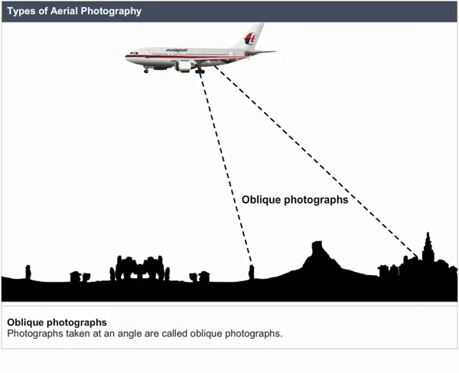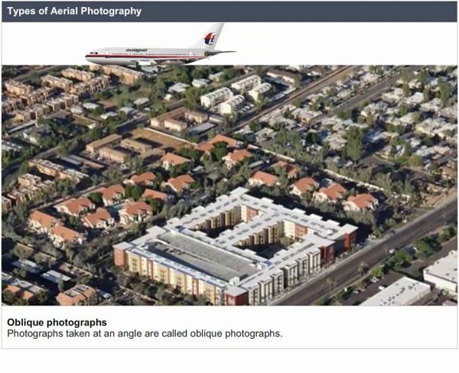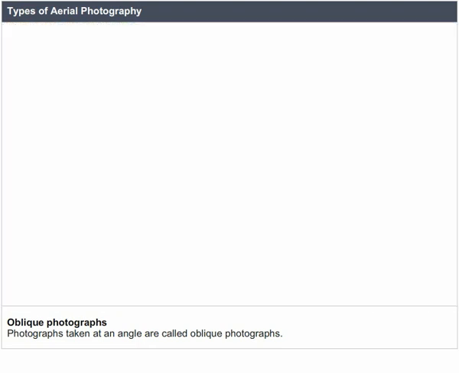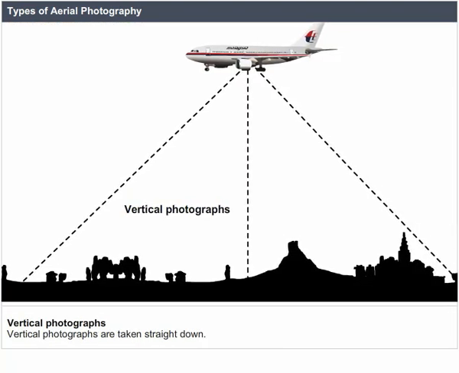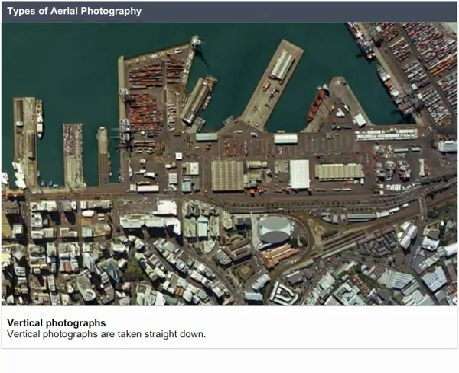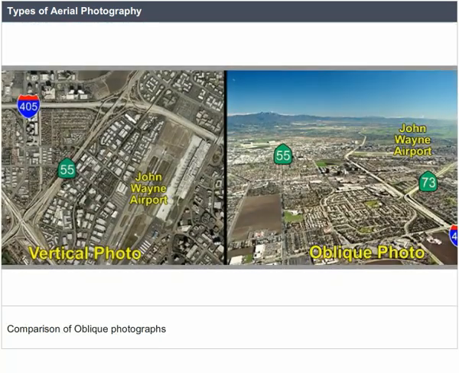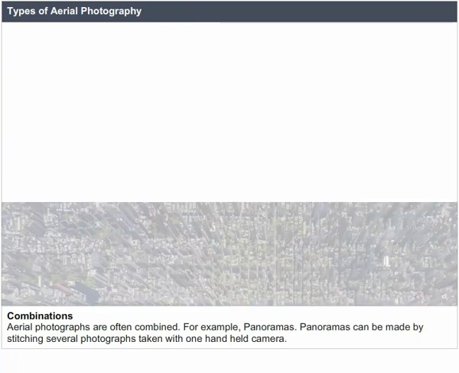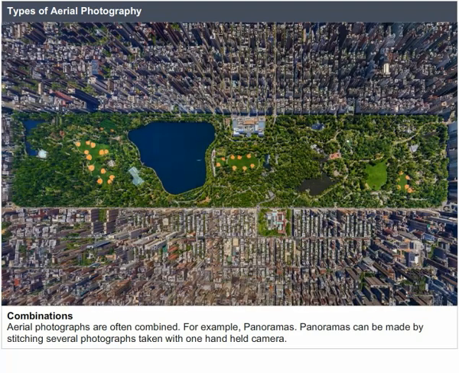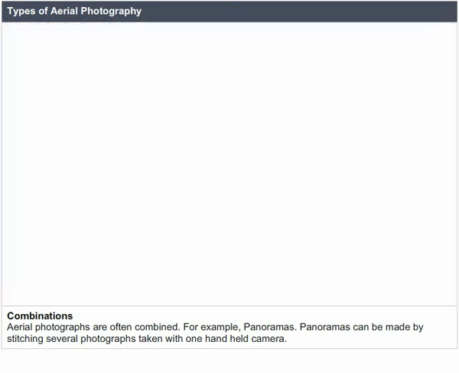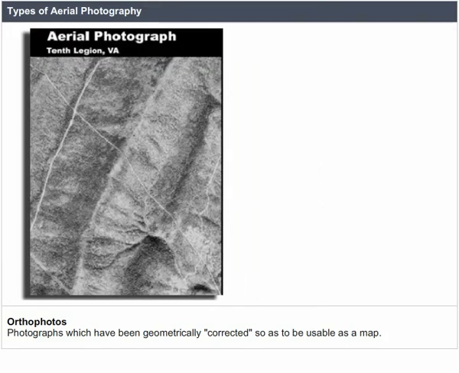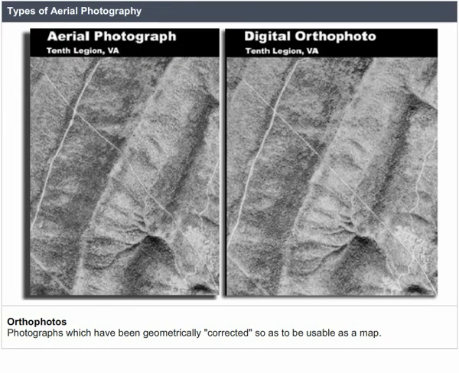Oblique photographs. Photographs taken at an angle are called oblique photographs. Vertical photographs. Vertical photographs are taken straight down. Comparison of oblique and vertical photographs. Combinations. Aerial photographs are often combined. For example, panoramas. Panoramas can be made by stitching several photographs taken with one handheld camera. Orthophotos. Photographs which have been geometrically corrected so as to be usable as a map.